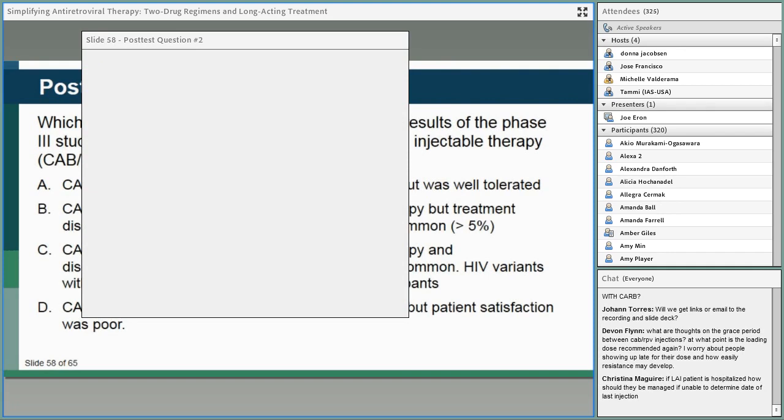Let's go to the next question. Which statement most accurately summarizes the results of the phase 3 studies of cabotegravir plus rilpivirine long-acting? A, long-acting was inferior but well-tolerated. B, non-inferior, but there were more than 5% treatment discontinuations due to injection side effects. C, non-inferior and discontinuation due to injection side effects was uncommon, but HIV variants with resistance emerged in a small number of people. And D, cabotegravir long-acting was superior to continued oral therapy, but patient satisfaction was poor.